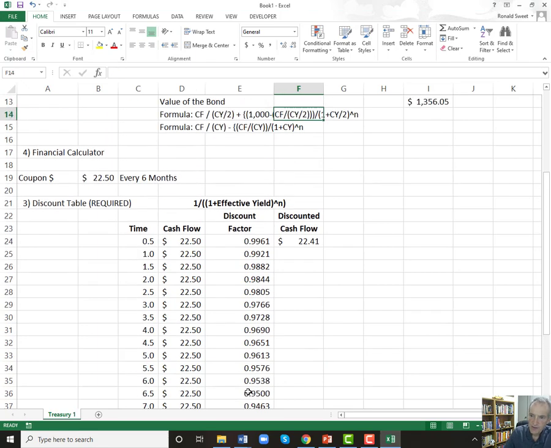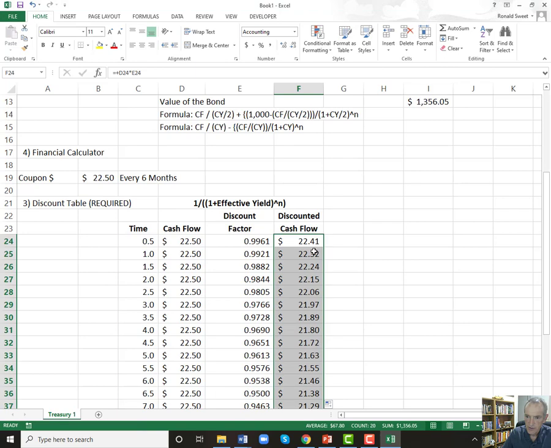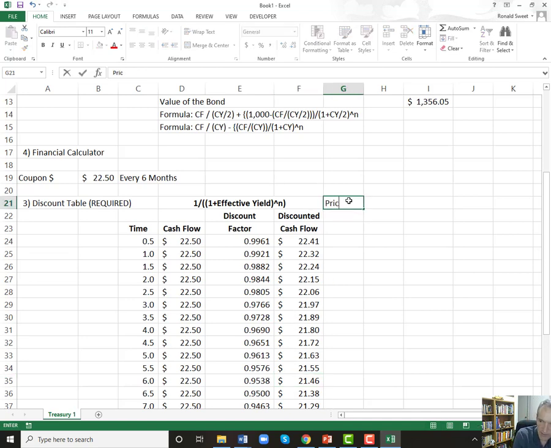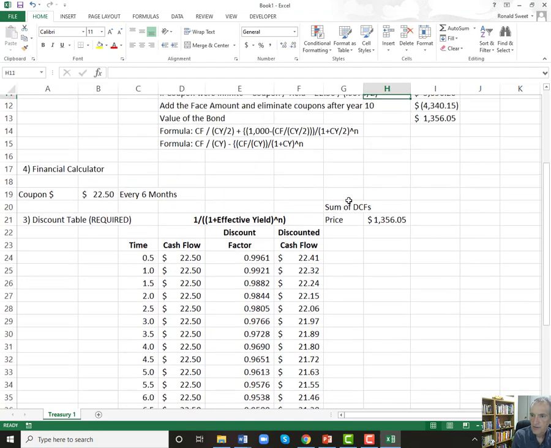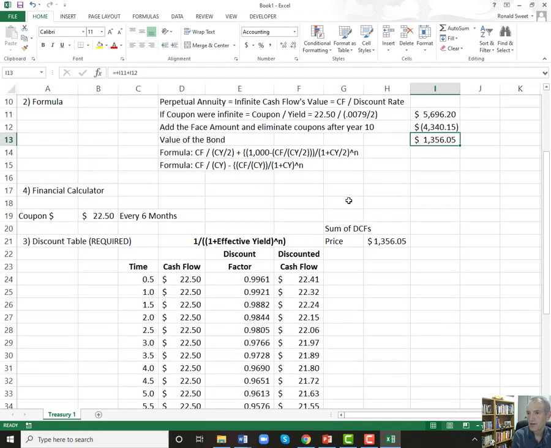And then you just do the same thing with each one of these. You just multiply across. So you notice each cash flow's present value is a little bit smaller each time. And so then we get the price of this bond. It's just going to be the sum of the DCFs. So we just do equal sum. We just add all these up. We get 1356.05, which is exactly what we got up here with the formula.